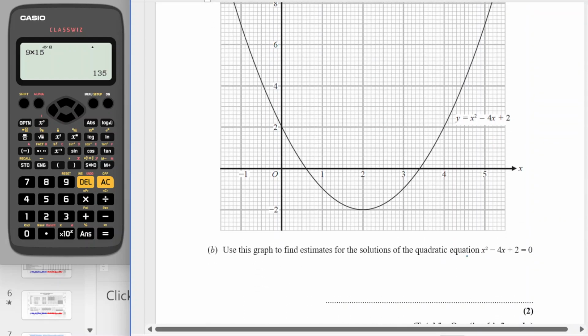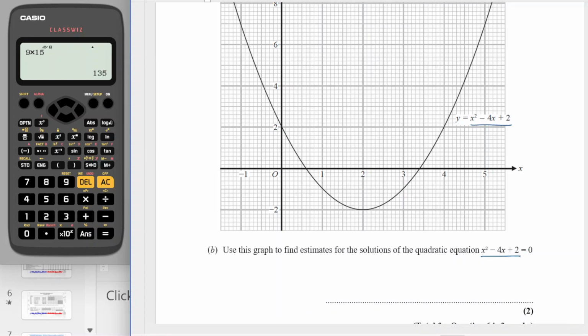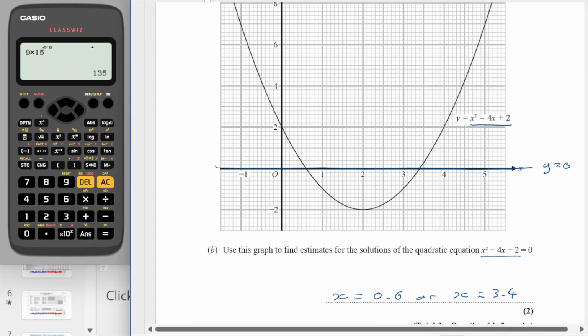Okay, use your graph to find an estimate for, and again, this is quite a nice one. This is the exact same equation, so we're just really intersecting it with y is equal to 0. So your solutions for x would be x is equal to, it looks like 0.6, or x is equal to 3.4.